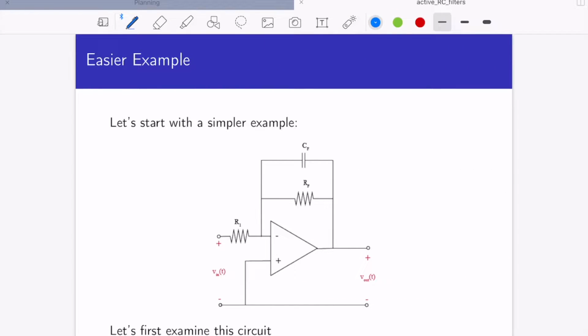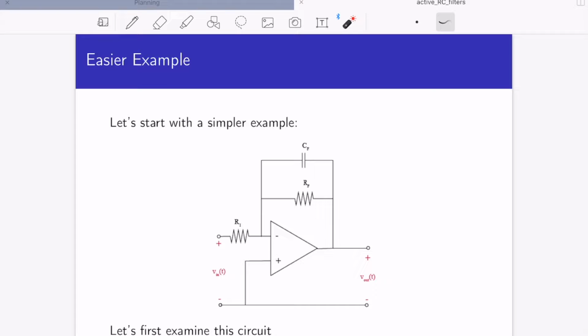Let's start with a simpler example. Here we have an op amp with a minus terminal and a plus terminal, the inverting terminal and the non-inverting terminal. And we have an input Vn, which I've indicated here. Remember, you can think of that as an independent voltage source. And we're going to look at the output Vout at the output.